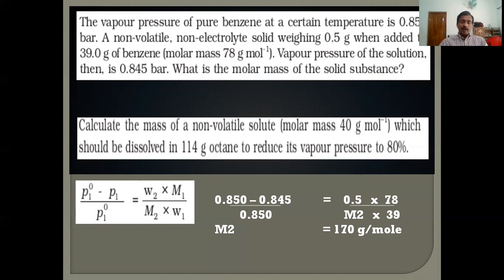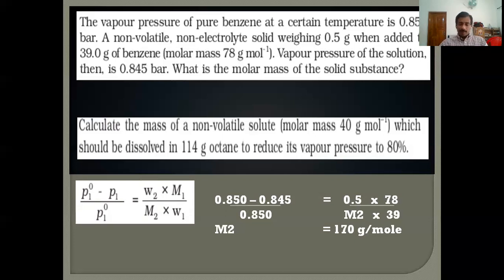If it is not a dilute solution, can you assume N1 plus N2 is approximately equal to N1? No. So such an approximation is not possible. That is the importance of this question. Calculate the mass of non-volatile solute, molar mass 40 gram per mole, which should be dissolved in 114 gram octane to reduce its vapor pressure to 80%. So here, this is a different question. That is why I'm giving it to you.